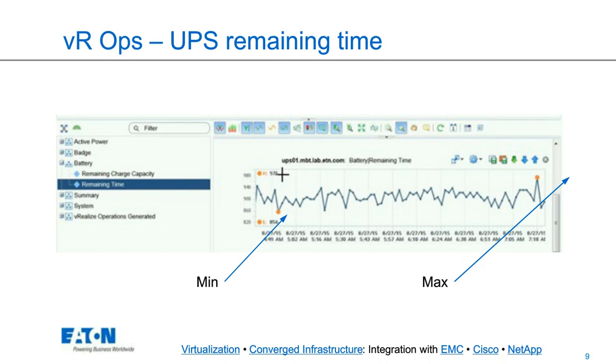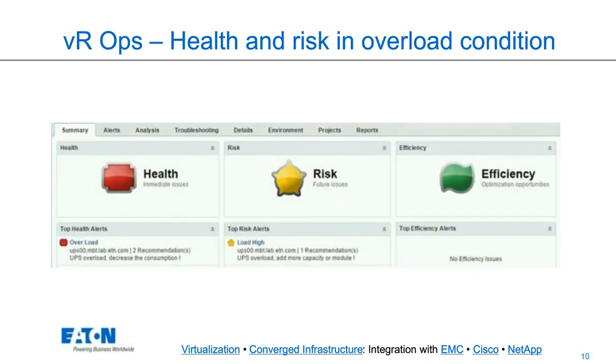So the last thing I want to show you is that if there is a problem with the UPS, it's going to change the badge color of the health and the risk part. What we're showing here is we forced the UPS to go near 100% of its capacity, and that drove the health badge to a red color, and it gives you an alert underneath that calls it the overload.